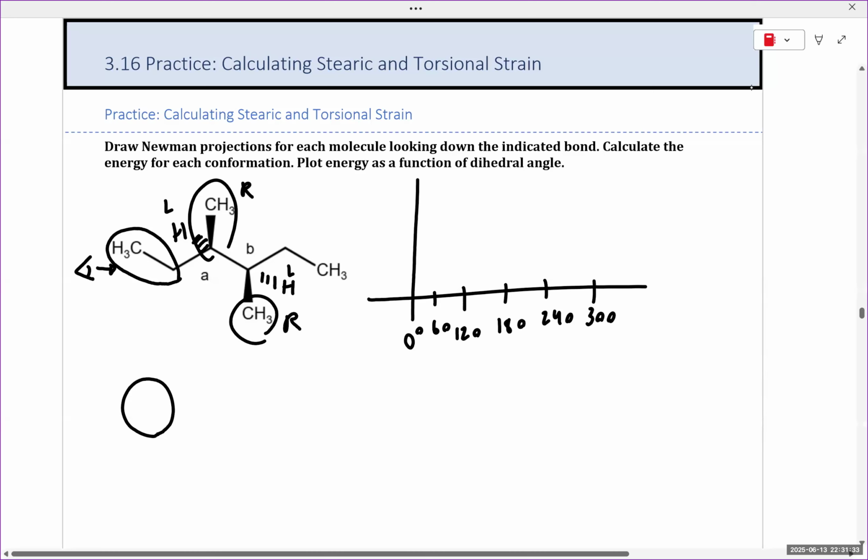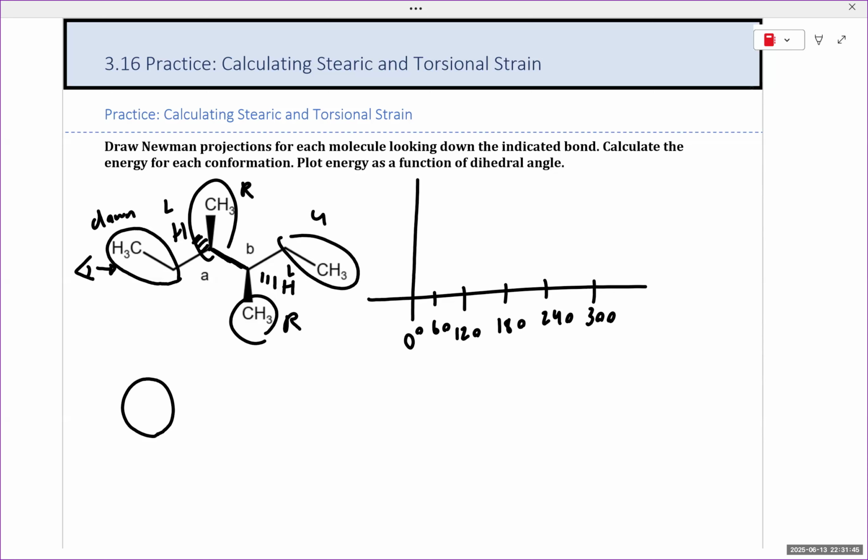Oh, let me see one more time. So looking at this carbon-carbon bond, this ethyl group is below the carbon-carbon bond, so it'll be down. This ethyl group is above the carbon-carbon bond, so it'll be pointing up. So we have our first ethyl group, the methyl group, and a hydrogen. Next, we have the back carbon ethyl group, the methyl group, and a hydrogen.